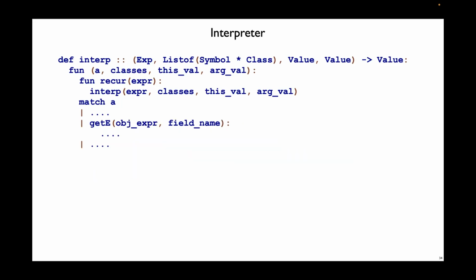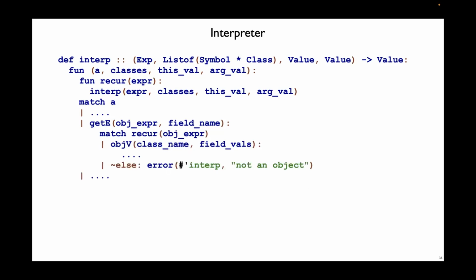A get expression looks up a field inside of an object. First thing, we need to recur on the object expression, check if we have an object V or if we need to raise an error. And then in the object case, we have a sequence of field values, and we need to figure out which one of those values corresponds to the field name that we've been given.